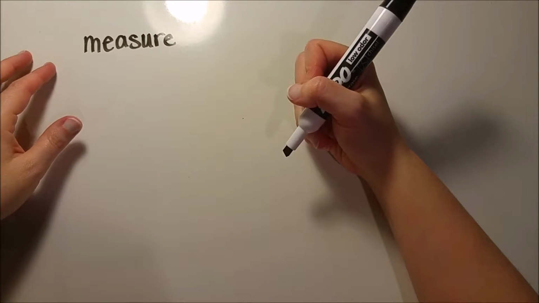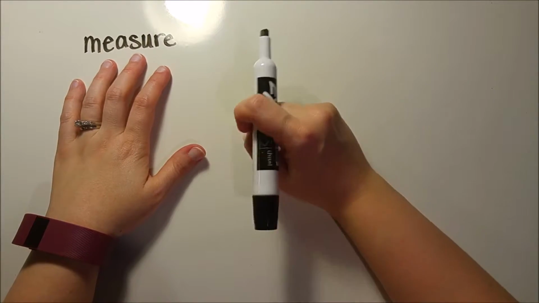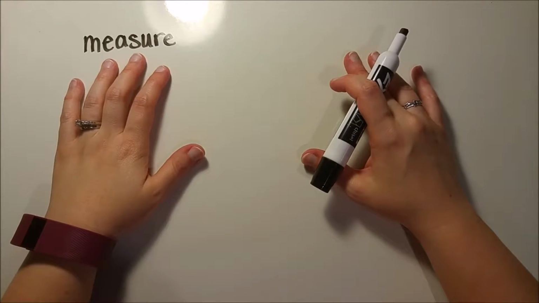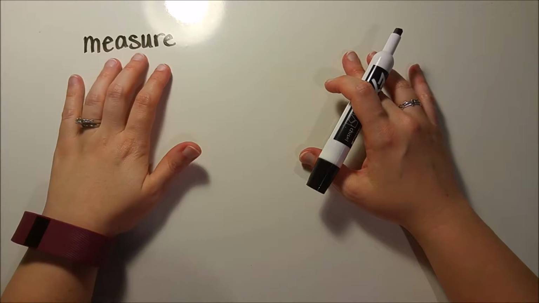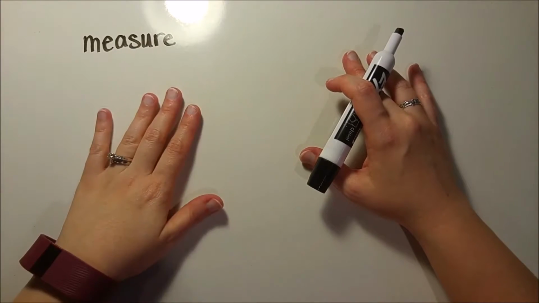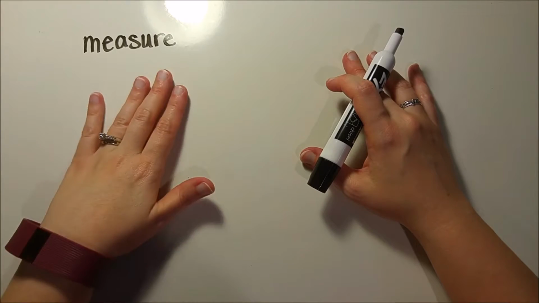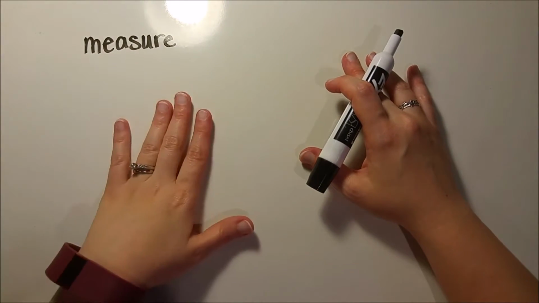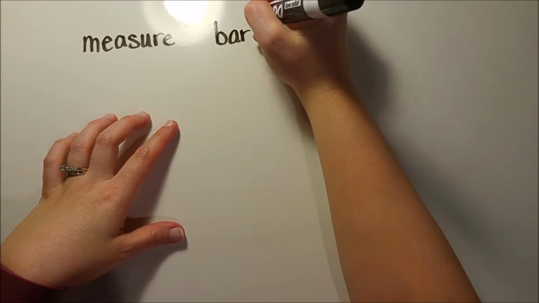Okay, so a measure is what music is divided up into to help you keep your place and to organize the beats. And each measure will have the same number of beats in it. So remember, your beat is your pulse of the music, and so you should keep a steady beat so that they're all equally spaced apart. Okay, so measures are divided up by bar lines.